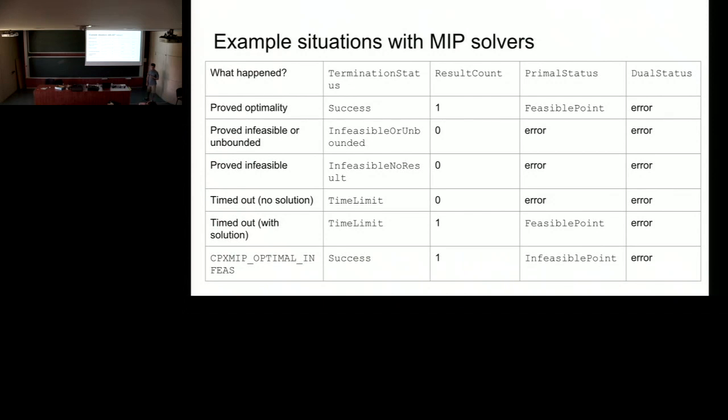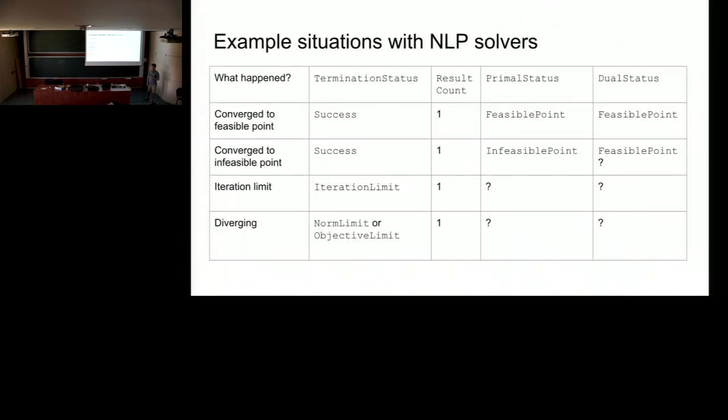Okay, you go to the next slide. So if you get a success for an NLP solver, you get success, result count 1, primal status feasible point, dual status error. It's like, trust me, I'm optimal, but I cannot prove it to you. It could be a local solver that doesn't keep a dual solution. If you want to trust the solver that it claims it's an optimal solution, then you need to know what solver it is.